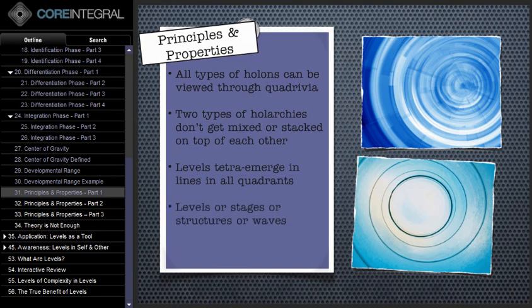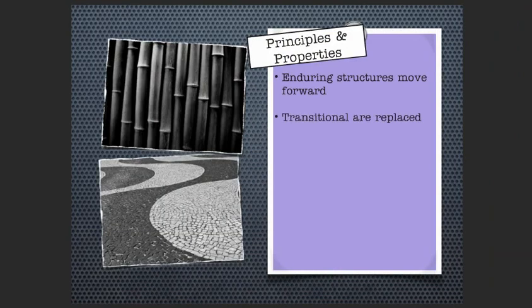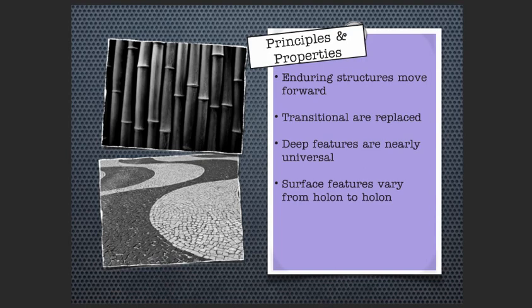Speaking of levels, they go by many names. Stages, referring to their unidirectional sequence of unfolding, structures, referring to their dynamic, holistic patterns, and waves, referring to their fluid nature as probability waves rather than rigid developmental rungs. There are 2 types of structures, enduring and transitional. The former moves forward in development, and the latter is replaced. Each possess deep and surface features. Deep features are almost universal features of structures shared by many holons. Surface features vary holon to holon, and from culture to culture, and so on.